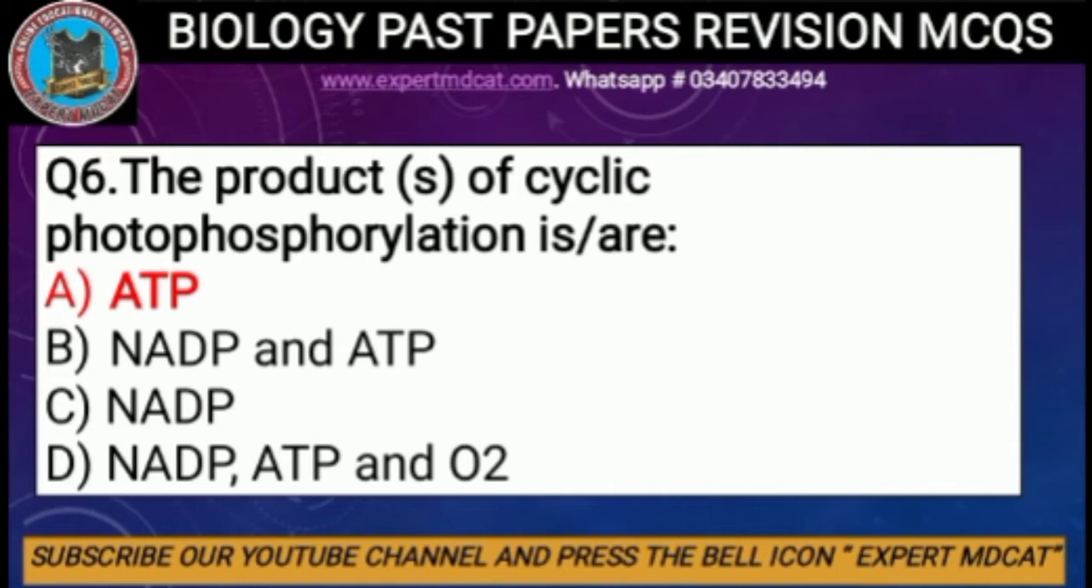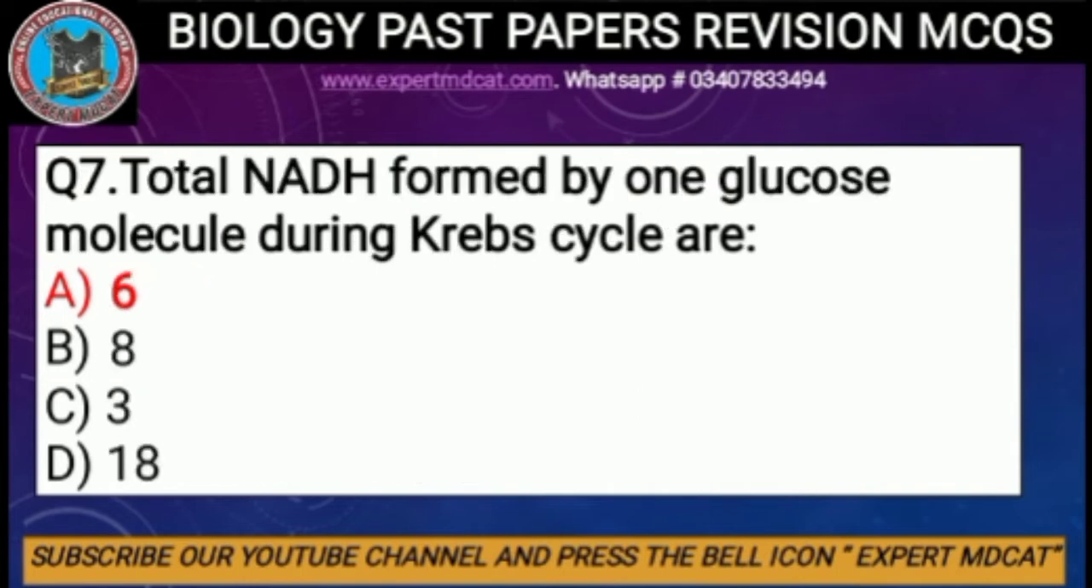Question number 7 is: total NADH formed by one glucose molecule during Krebs cycle are. Correct option is A, that is 6, because total NADH molecules formed by triose is 3 NADH. One Krebs cycle yields 3 NADH molecules, that means triose is formed, that is C3H6O3, and 2 Krebs cycles yield 6 NADH, that is glucose is formed, that is C6H12O6. So total NADH formed by one glucose molecule during Krebs cycle is 6.